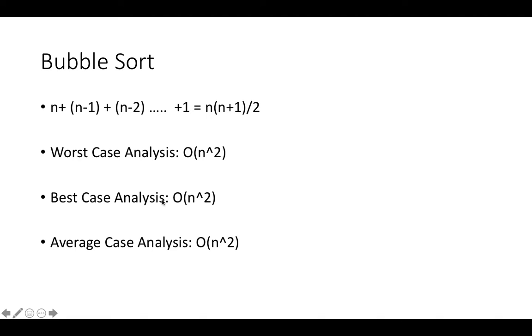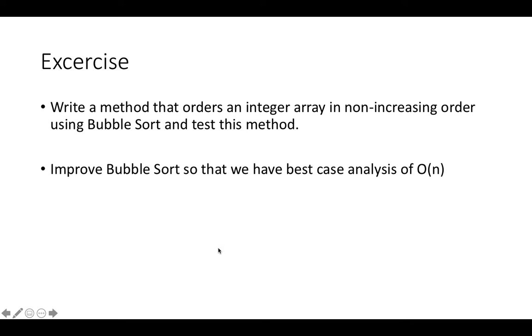The best case analysis happens when the array is already sorted, but still, using the bubble sort algorithm, you still need to compare every pair of elements even if they are sorted, and you do n minus 1 scans, so still it's n square. The average case is again n square.